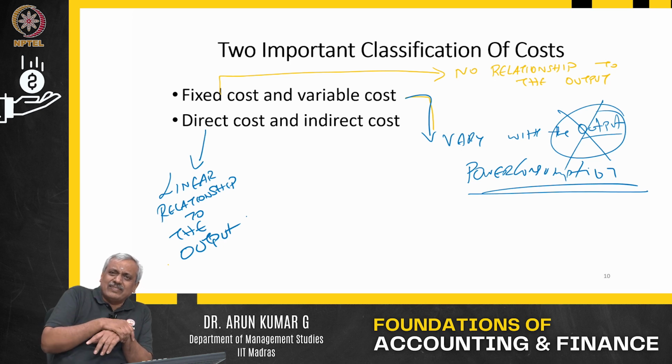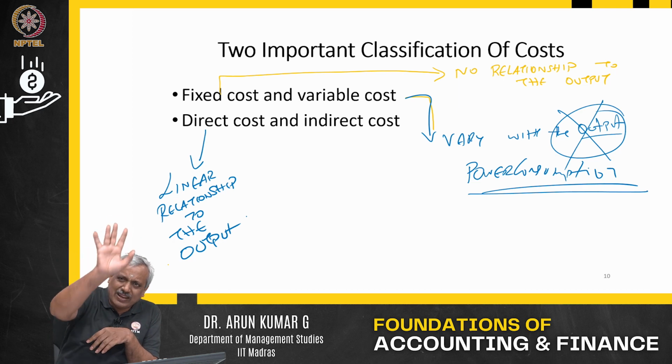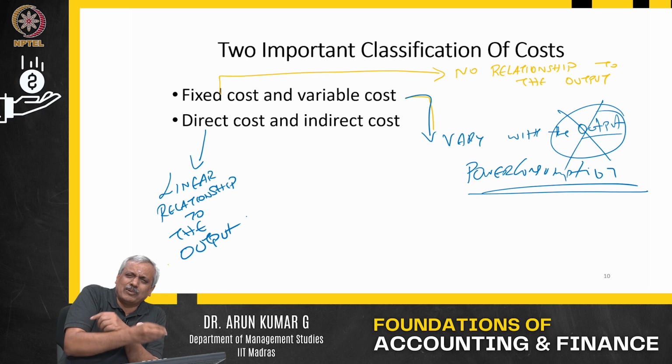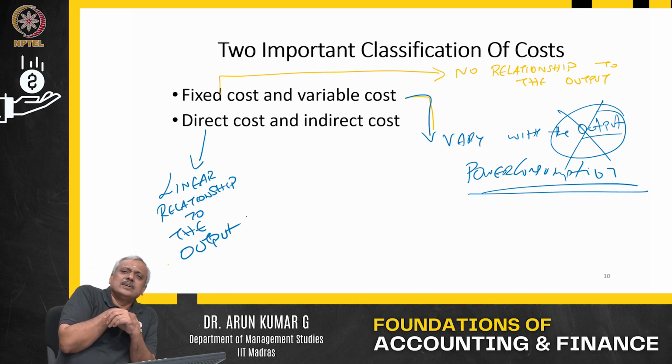Now, are direct costs variable? Yes, direct costs can be variable. 90% of the direct costs will be variable, 95% of the direct cost will be variable. What is that 5% which is not variable? Hold it, we will come to that. So what happens? Direct cost is cost that can be traced back to the product.